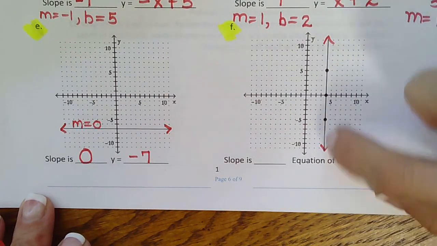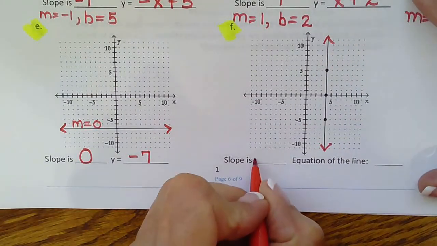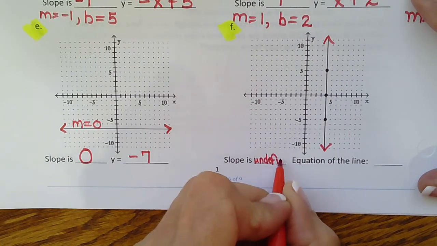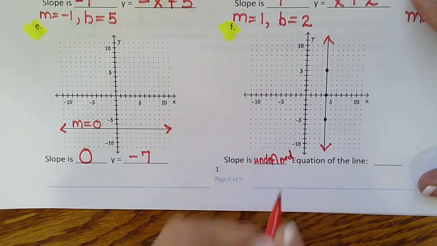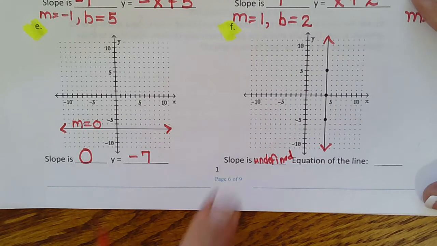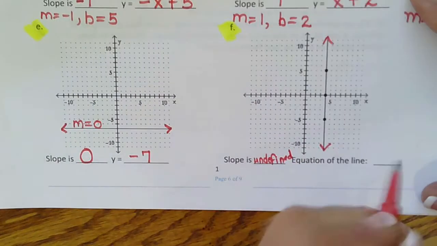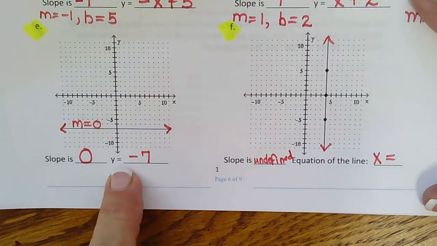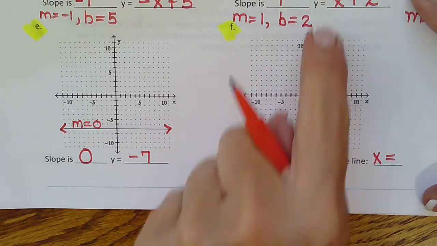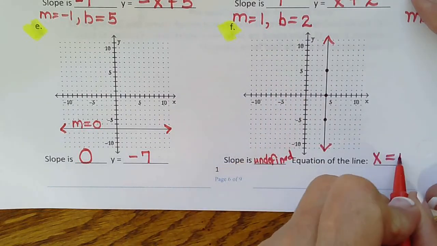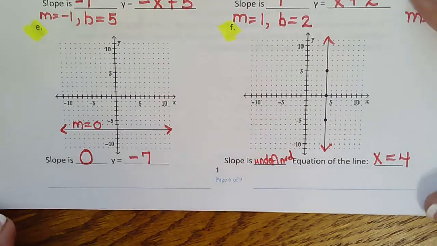Oh, no skiing here. That means the slope is undefined. And don't write no slope. In high school, you're allowed to write no slope. When you're in college, we write undefined. What's the equation? Well, it only goes through the x-axis, so that means it only gets an x, just like this one only got a y. There's no x. This one only gets an x because it only passes through the x-axis, and it passes through at 4. So those are super easy.